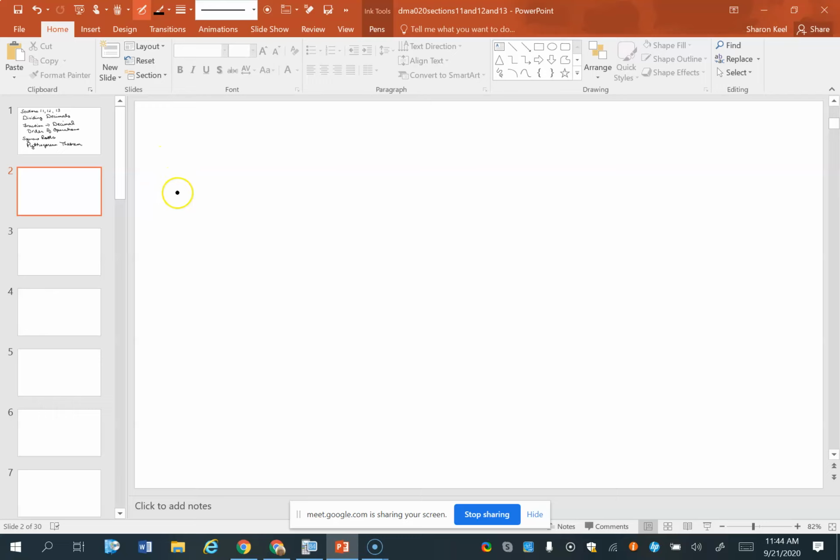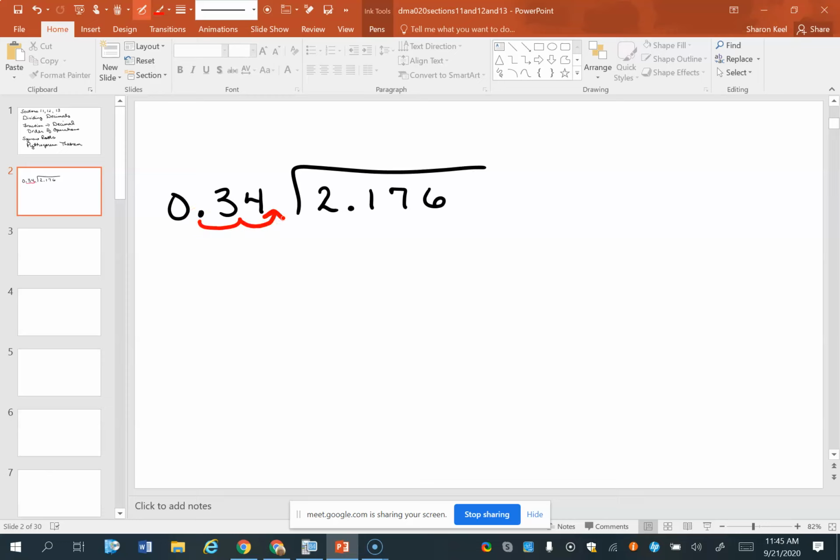So if I were to have, let's say, 34 hundredths, and I'm going to divide that into 2 and 176 thousandths. So when we do a division of decimals, write down your problem as you see it. If the divisor has a decimal point, we want this to read as a whole number. So I would need to move my decimal 2 places to the right.